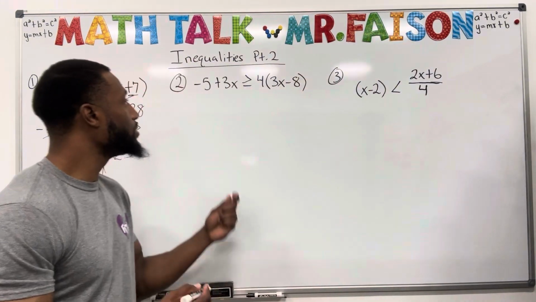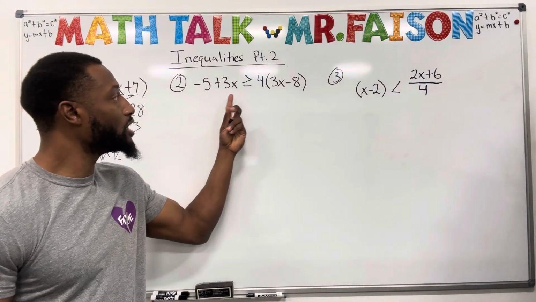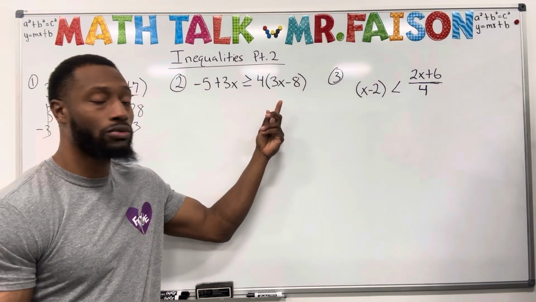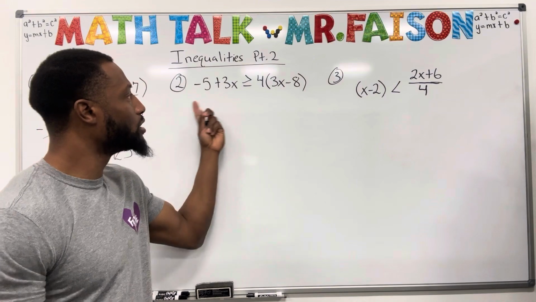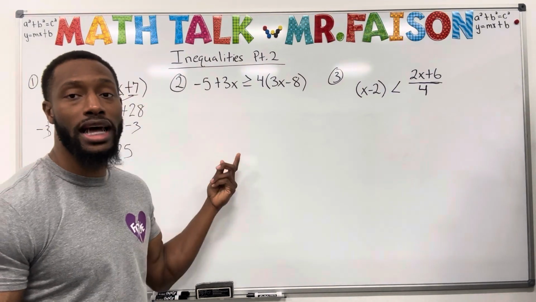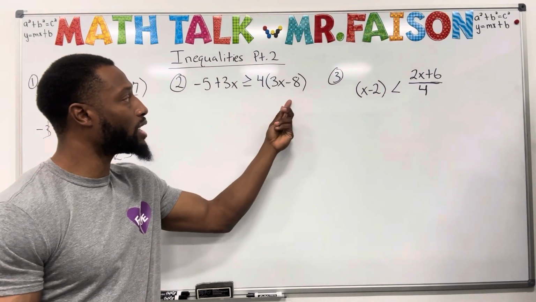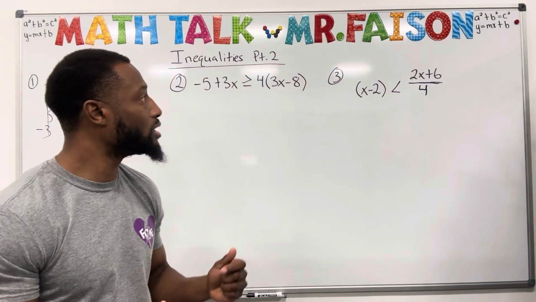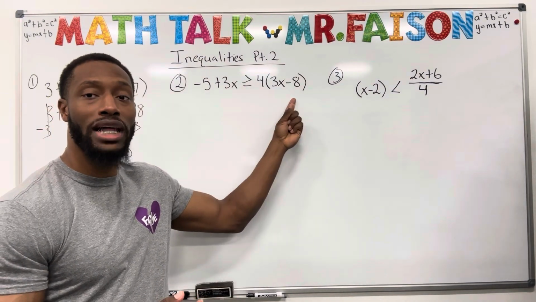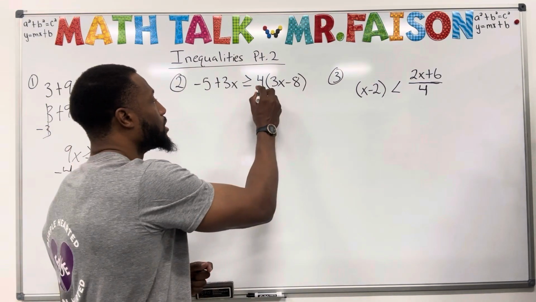Problem number 2 is telling me negative 5 plus 3x is greater than or equal to 4, in parentheses, 3x minus 8. So I look here first. I can't combine those because they're not like terms. So I go to the second part of the problem. The 3x minus 8, they're not like terms and I can't combine those neither. But I can take this 4 and multiply by everything on the inside.